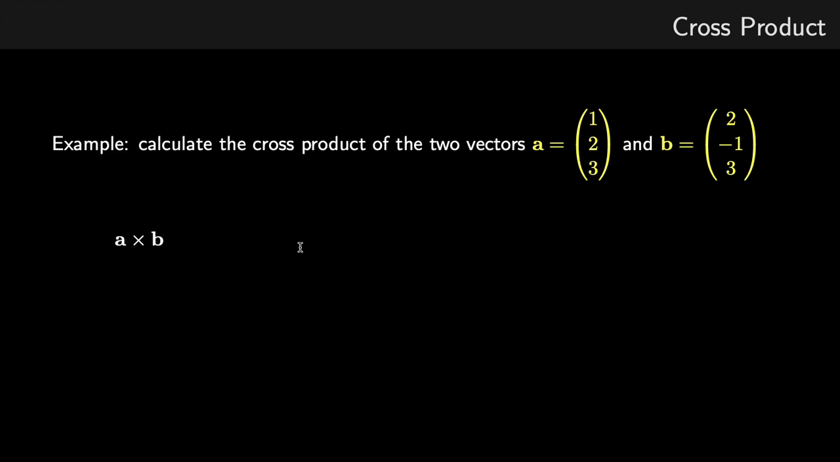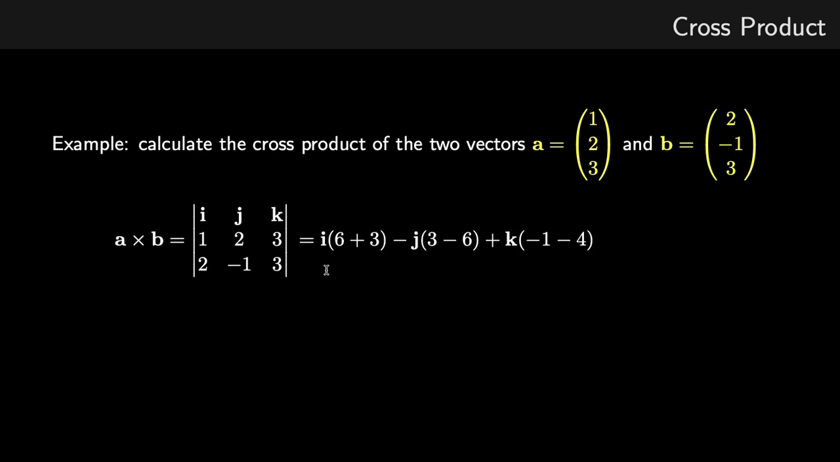So here's an example. We're going to calculate the cross product of two vectors a and b. We first form our 3 by 3 matrix. The top row are the basis vectors i, j and k, the second row are the elements of a, and the third row are the elements of b. So this is a determinant.